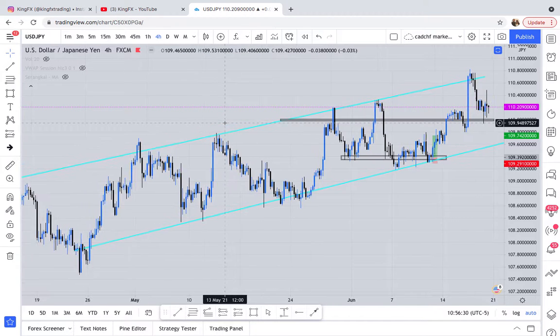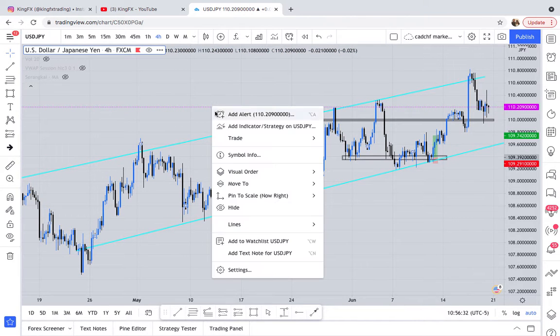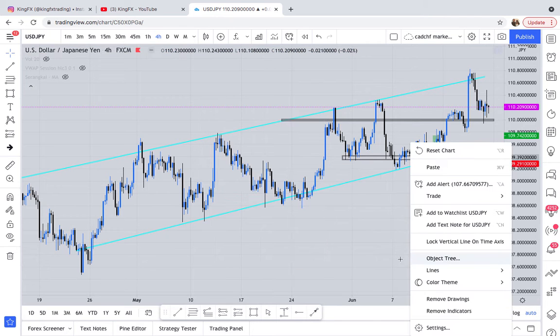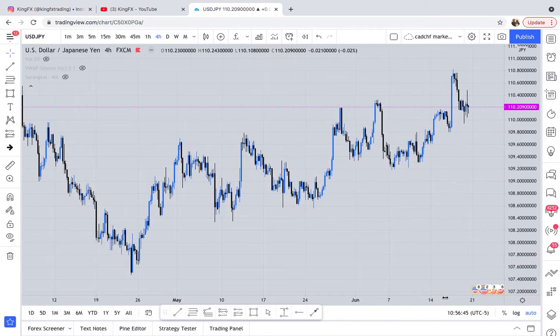Today we are going to be showing you how to trade zones with support and resistance on the pair USDJPY. This could be our example. Let's go ahead and clear all the drawings real quick.